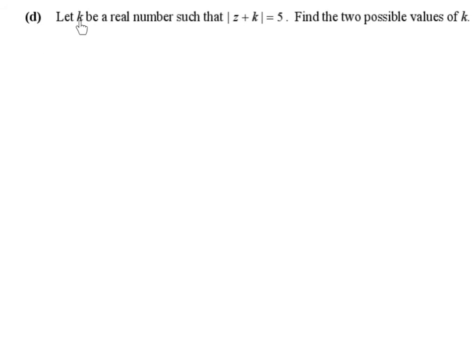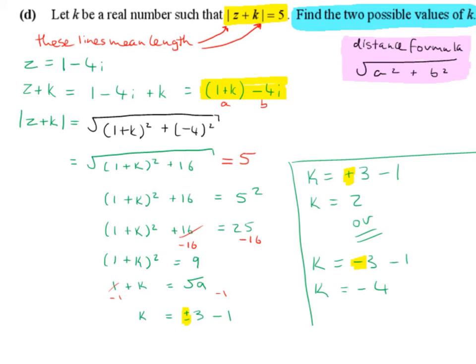Part D. Let k be a real number such that the modulus of z plus k is equal to 5. Find the 2 possible values of k. So again, these lines mean length, and in complex numbers they mean the modulus. So modulus being the distance from the origin. So we need to find the modulus of z plus k, and we're going to use our distance formula, which is the square root of a squared plus b squared.